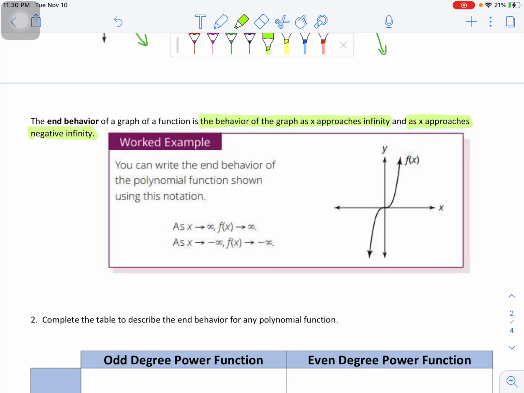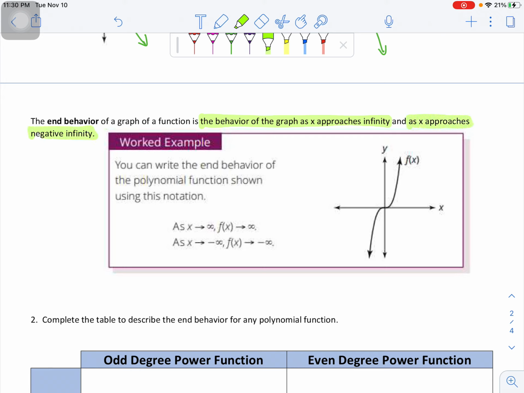Now, what we're going to do is talk about some transformations here, okay? So we have odd degree power functions. We have even degree power functions. What happens when a is greater than 0? So a is going to be positive. A is less than 0. That means a is going to be some kind of negative value. What happens when b is greater than 0? So positive, and when b is less than 0, negative.